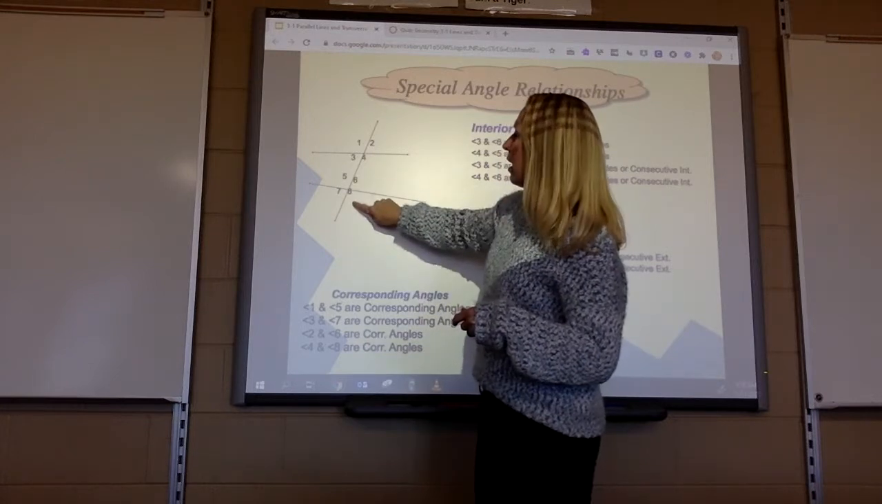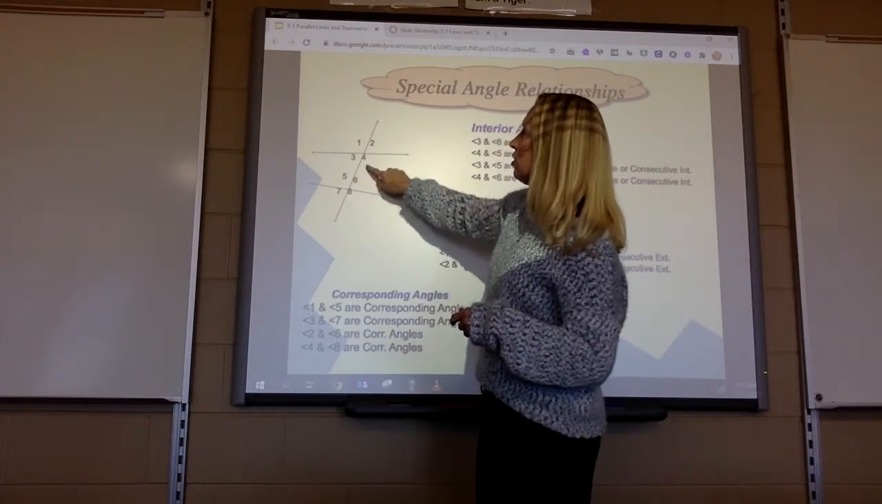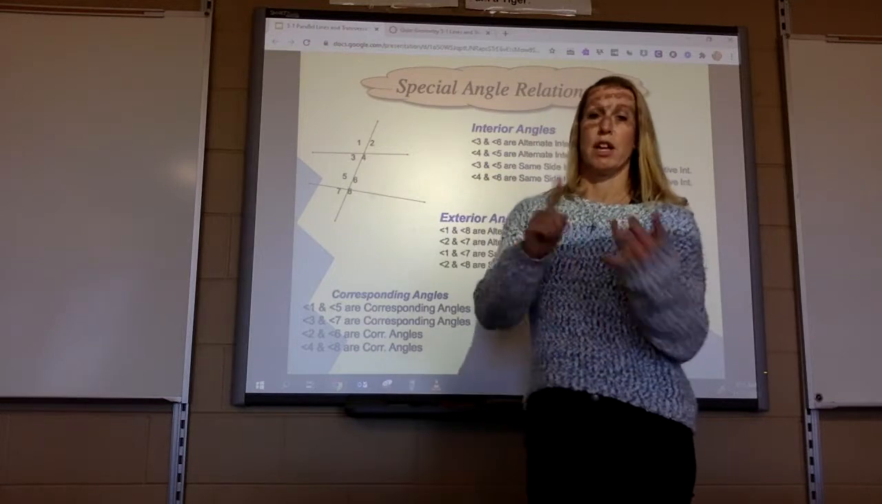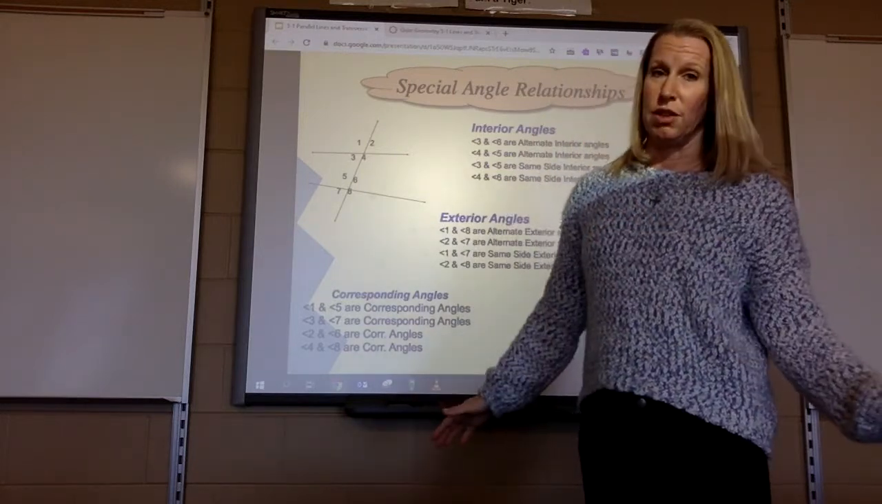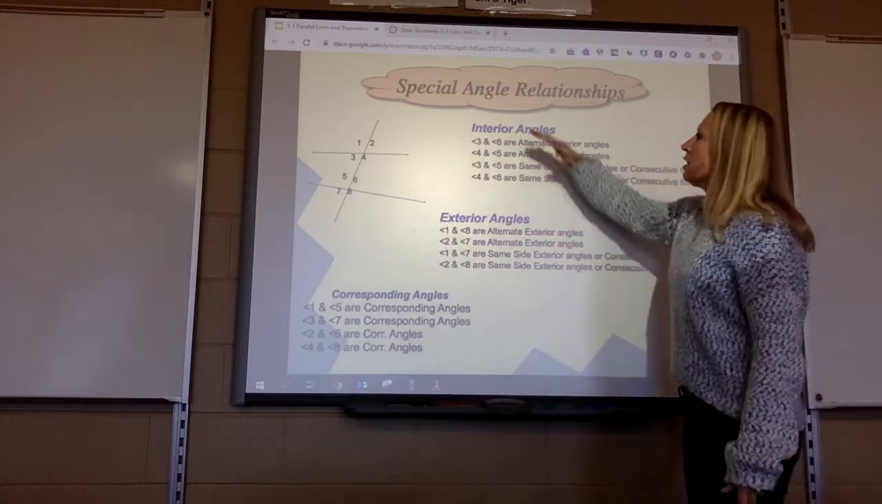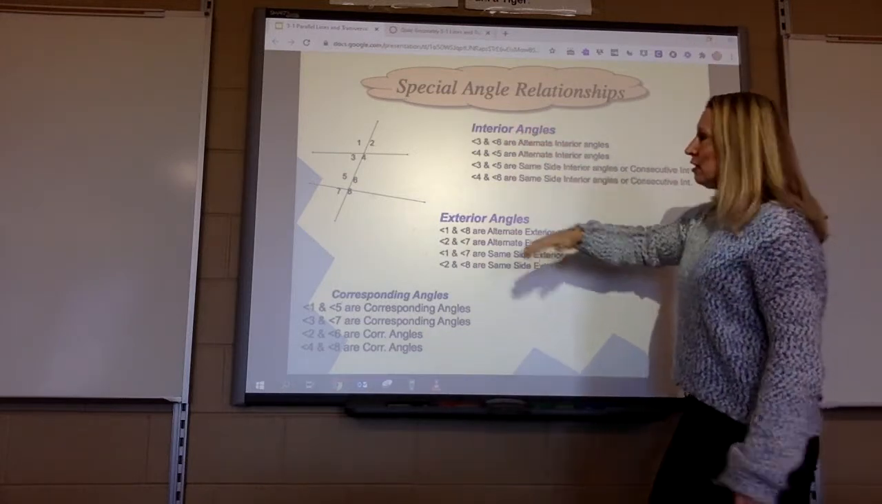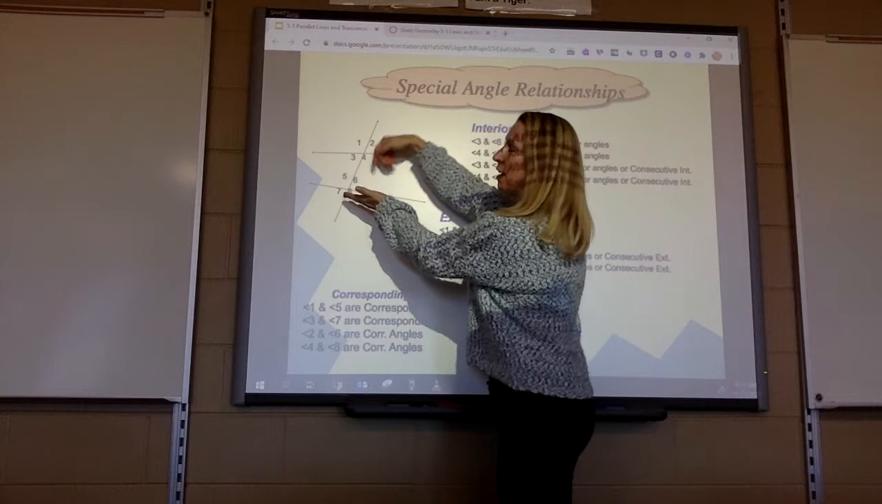Even going the other way, like 5 and 7, 6 and 8, 2 and 4, 1 and 3. So don't forget your linear pairs and your vertical angles. But now we're going to have a whole new set of angles to learn. So for my interior angles, interior would be 3, 4, 5, 6.